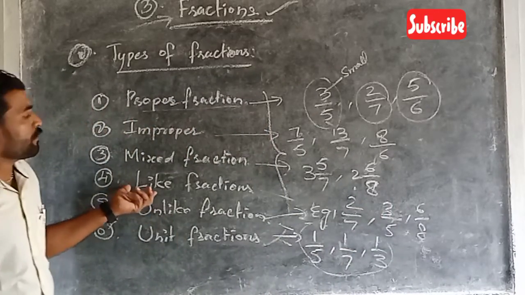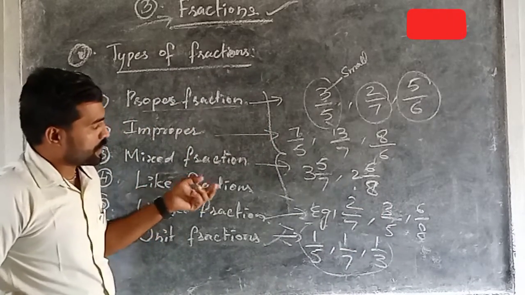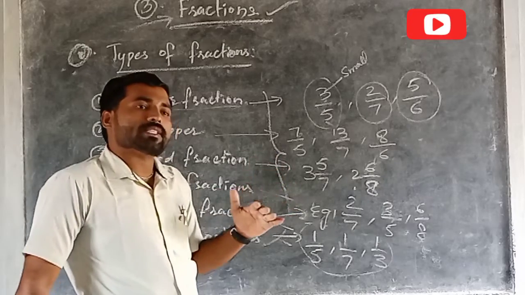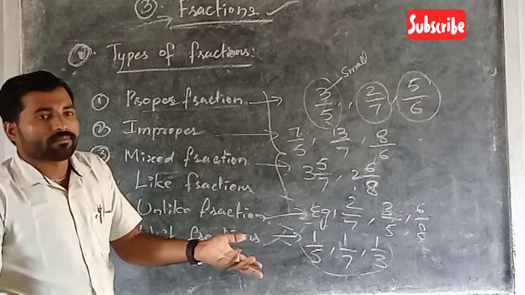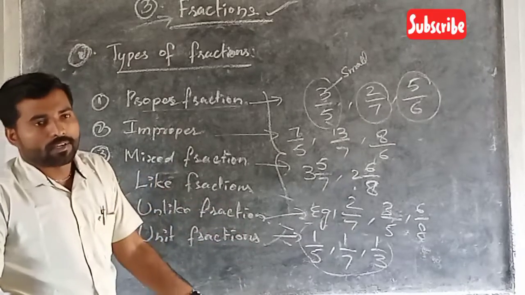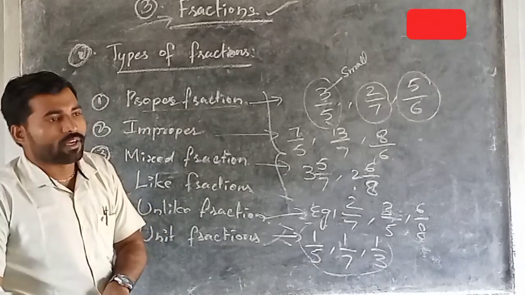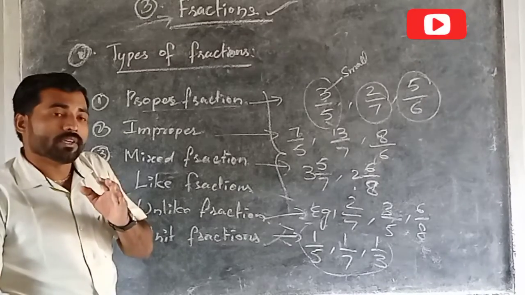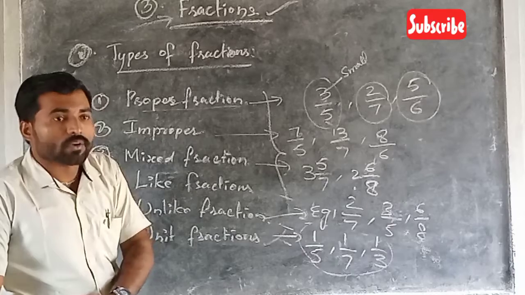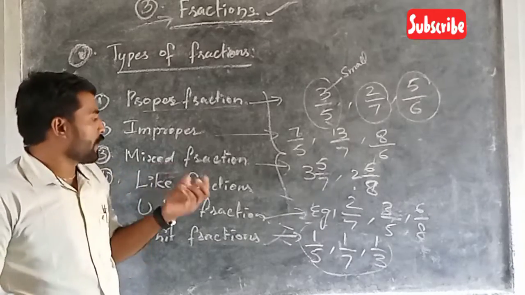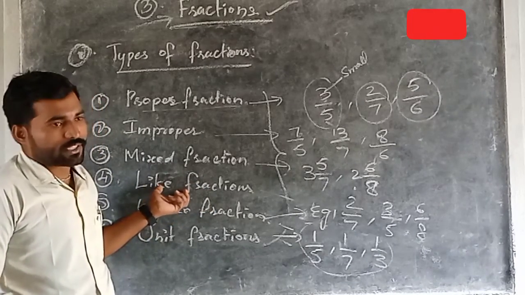Next, like fractions. In like fractions, the denominator is always equal, but the numerators are different. Numerators are different, but the denominators are equal. So that type of fractions are said to be like fractions.